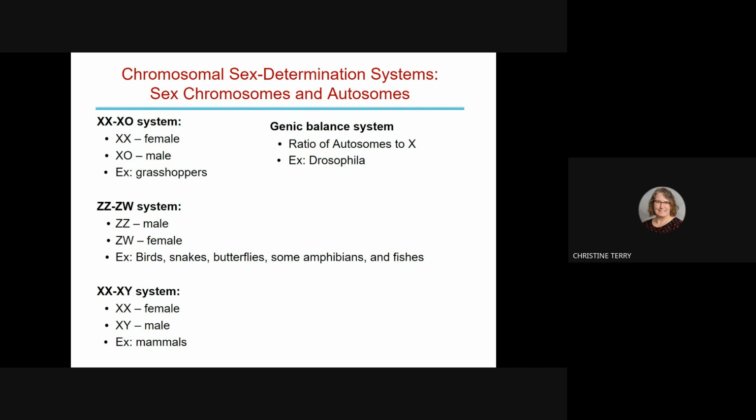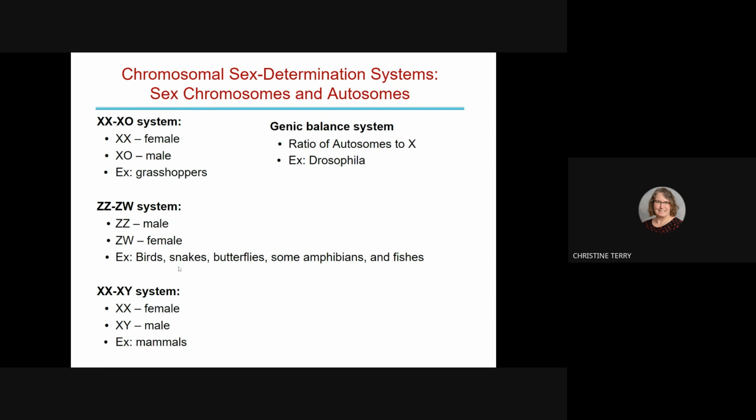There are some insects that use an XX-XO system. The females have two X's and the males have one X. This O represents the fact that a second X is missing. So two X's corresponds to a female phenotype, and one X corresponds to a male phenotype.